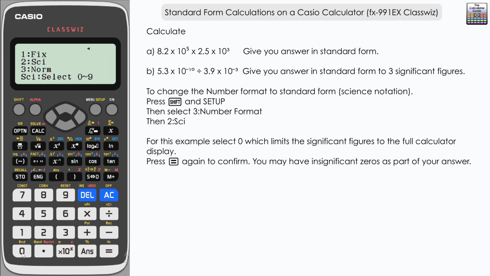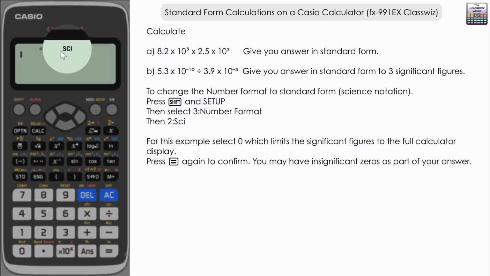Now 0 actually doesn't mean 0 significant figures, but this will be the fullest number of figures, whether they're significant or not. This sometimes can result in some insignificant zeros being displayed, but I'll show you what to do with that once we get the answer to the first part of the question here. So for now, we're going to choose 0. You notice that we've got psi written at the top here, just to indicate that our number format is science notation.